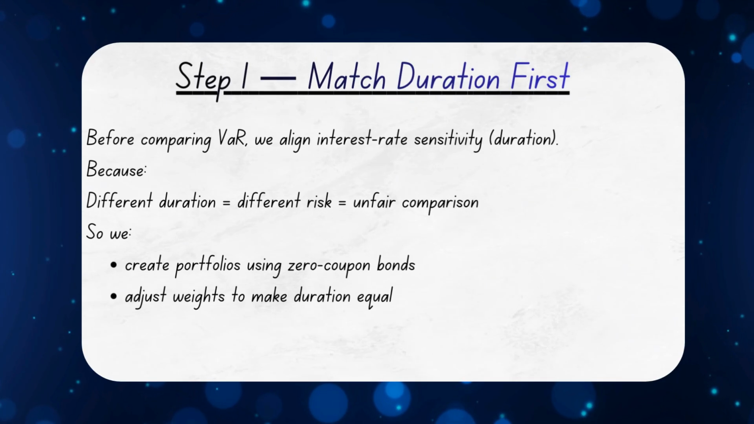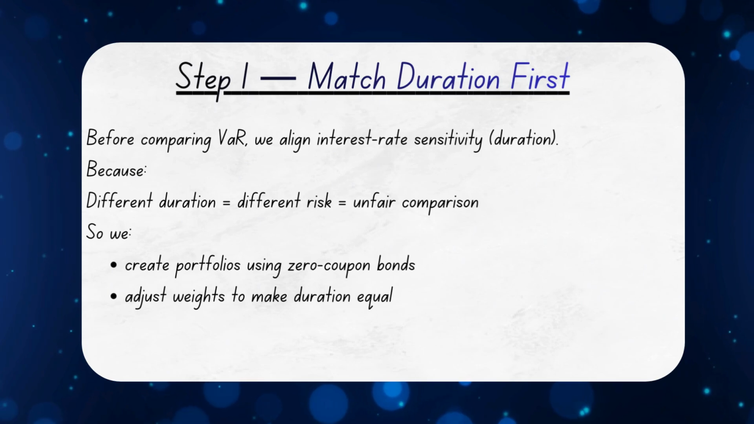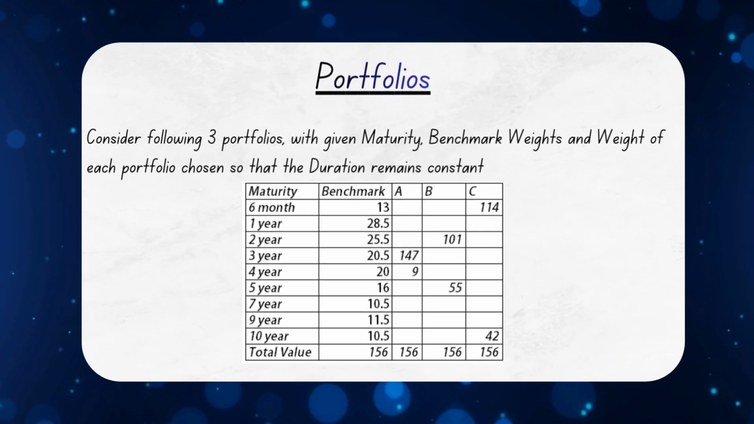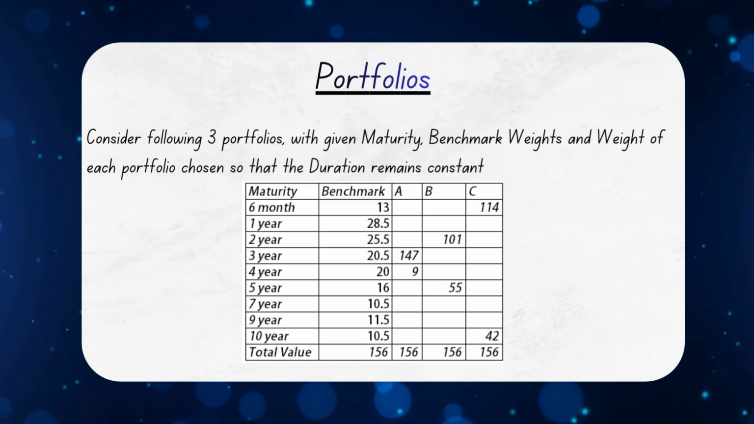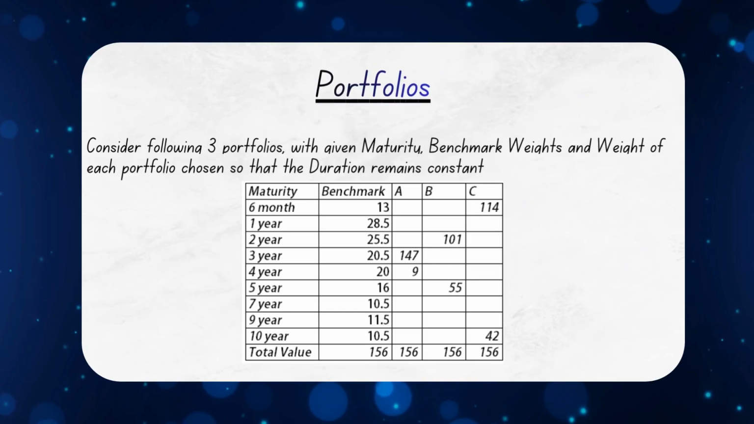Before comparing VaR, we first align interest rate sensitivity using duration. If durations differ, the risks aren't comparable. It's unfair. So we create portfolios with zero coupon bonds and adjust weights until duration matches the benchmark. This table shows the maturities and weights for the benchmark and portfolios A, B, and C. Each portfolio uses different bonds, but total value stays the same at 156. The weights are carefully chosen so duration remains constant across all portfolios.